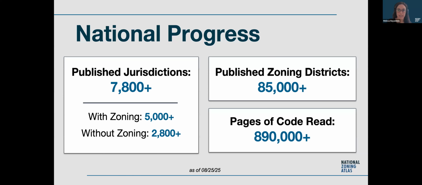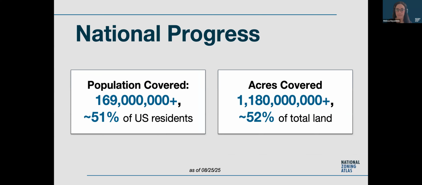And these published areas add up to over 7,800 jurisdictions. About two-thirds of these jurisdictions are confirmed to have zoning, and we have confirmed that the remaining third do not have zoning. Within the zoned jurisdictions, we've analyzed and published over 85,000 zoning districts, and our analysts have painstakingly read over 890,000 pages of zoning codes. So these places are home to about half of the nation's residents and cover over half of its total land.